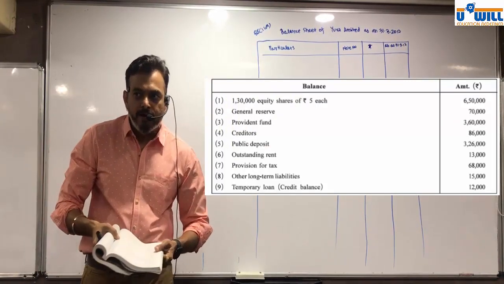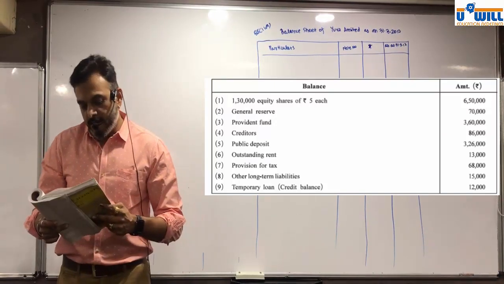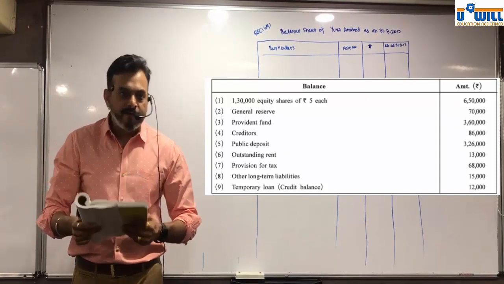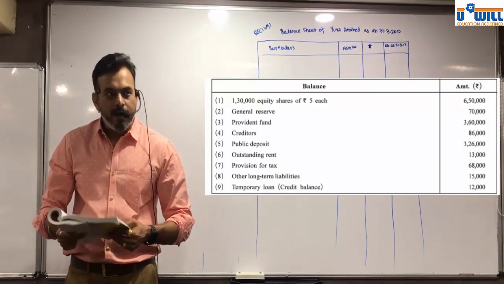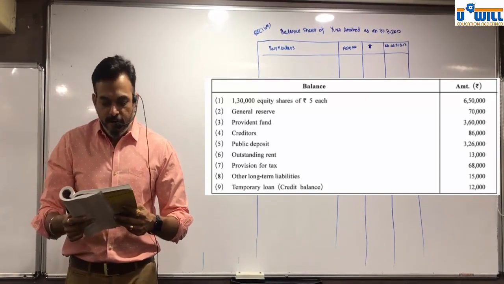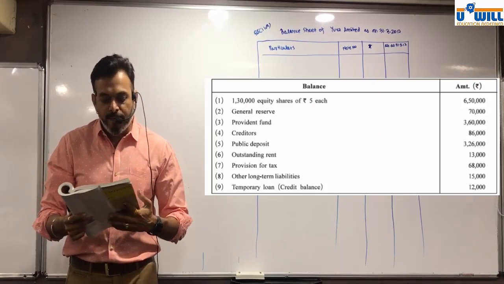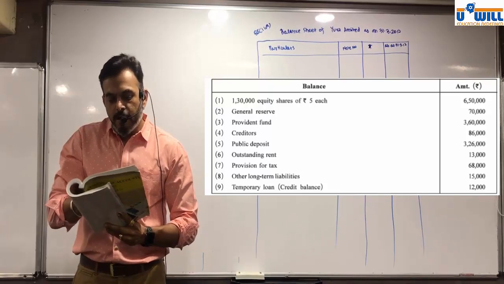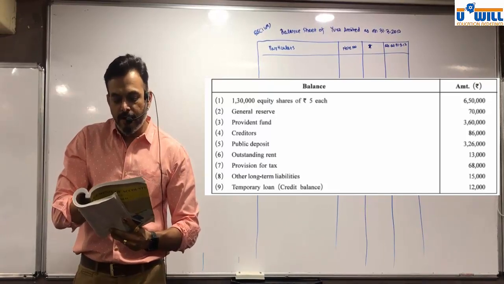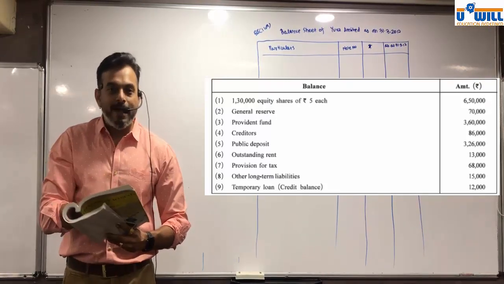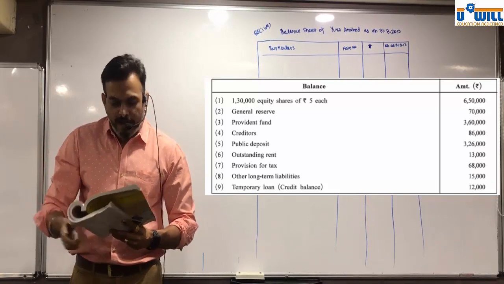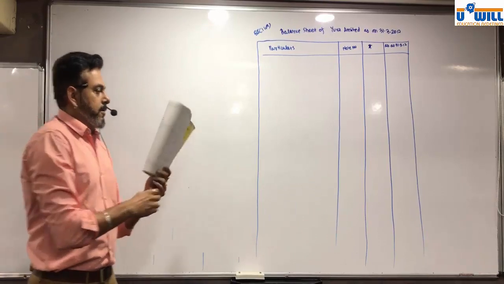Where is this outstanding rent? Very good. Other current liabilities. Provision for tax. Short-term liabilities. Very nice. Other long-term liabilities and temporary loan, that is credit balance. A temporary loan, so it's for a shorter period of time. Okay, let's start.